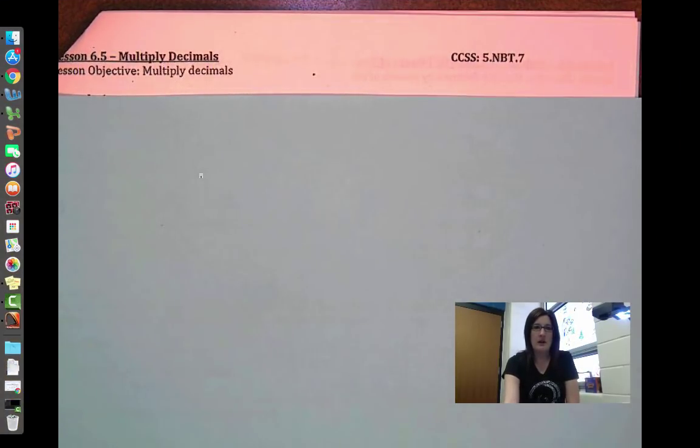All right, we are on lesson 6.5, which is multiplying decimals. This goes off of what we did yesterday with 6.4. We multiplied a decimal times a decimal, but we used our models. So we are going to learn just the algorithm with no models. It's kind of the shortcut that we did when we multiplied our decimal by our whole number. So it goes off of that same concept.